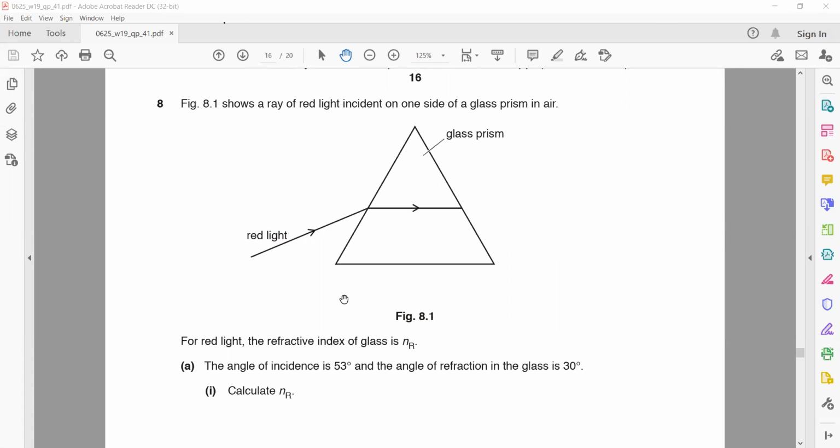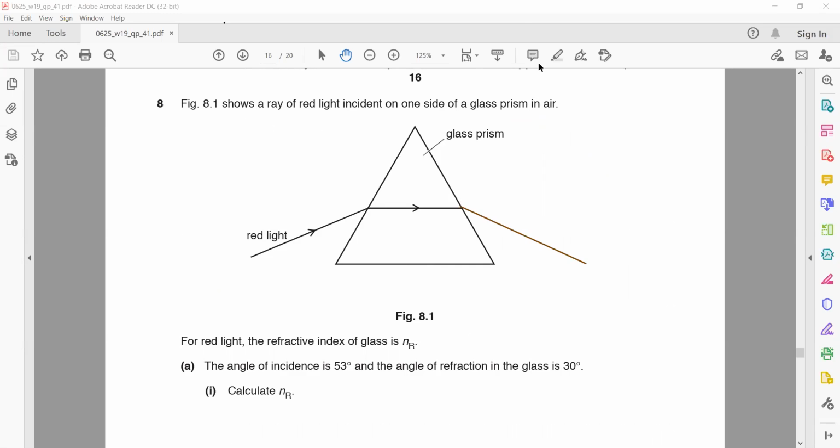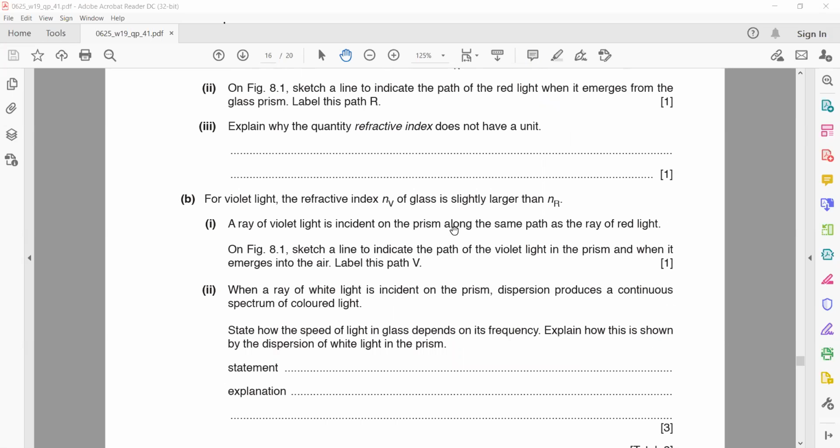The next part is a simple question: why the refractive index does not have a unit. Explain why the quantity refractive index does not have a unit. Because it's a ratio, and whenever anything is a ratio, the units cancel out. That's why it does not have a unit. It tells how much the material is able to bend light compared to air.